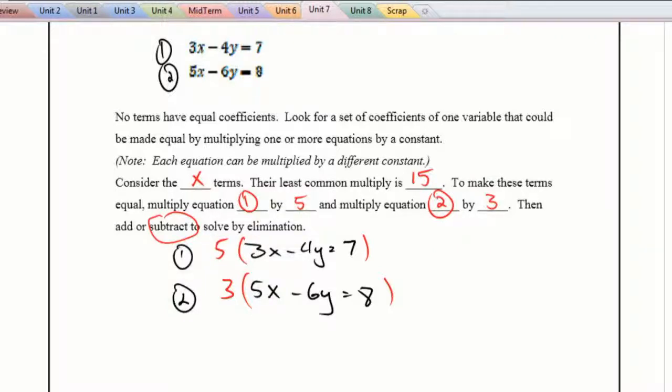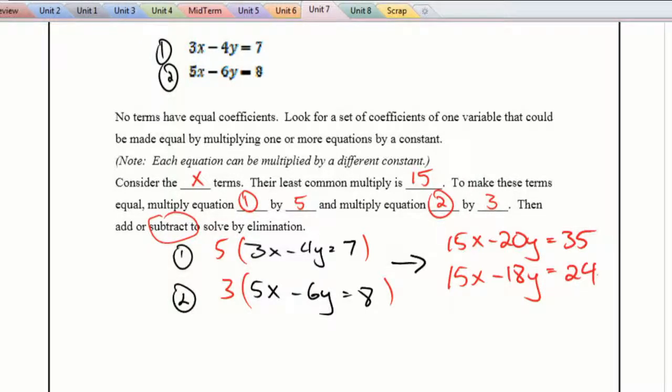So what's that going to look like? Here we go. 5 times 3 is 15x. 5 times 4 is negative 20y. And then 5 times 7 is 35. So that's the first equation multiplied by 5. The second equation is multiplied by 3. So 3 times 5 is 15x. 3 times 6 is negative 18y. And 3 times 8 is going to give us 24.